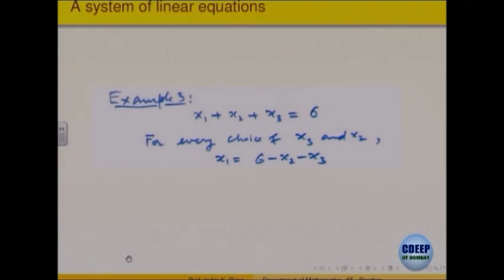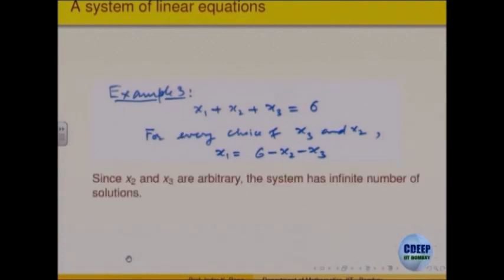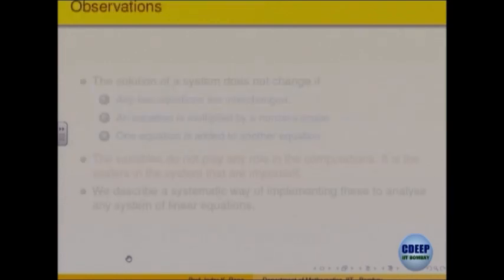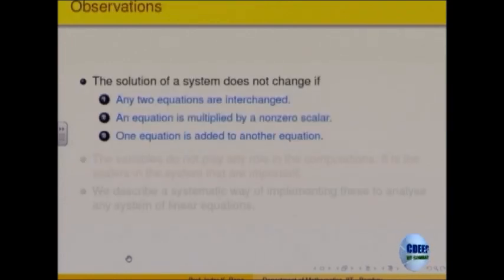Geometrically it is a plane, we know it has an infinite number of solutions. So, three possibilities. I have given you three examples where the system had no solution, exactly one solution, and an infinite number of solutions. What do we observe in solving all these? The solution of a system does not change, whether it is two variables, two equations, or one equation.